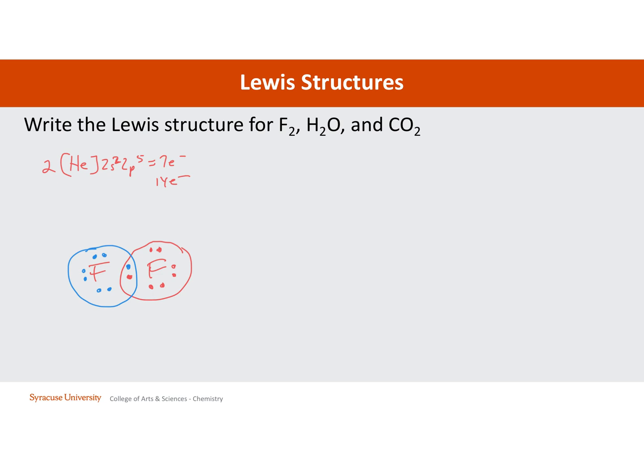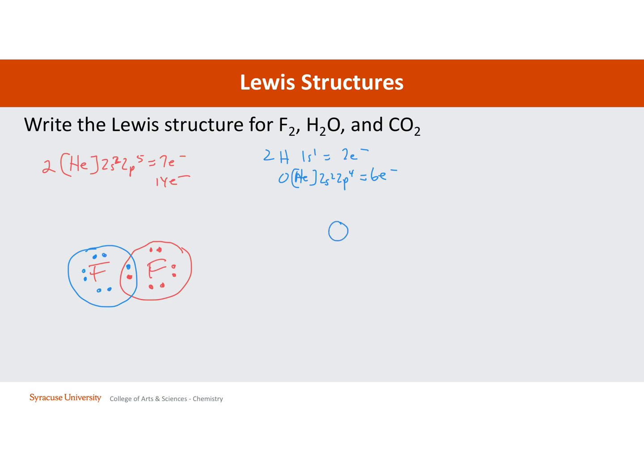For water, how many valence electrons do we have to assign in the Lewis structure for water? Got hydrogen, which is 1s1. So I've got 2 hydrogens with 1 electron each. That's 2 electrons. And then my oxygen is helium 2s2 2p4. Got 6 electrons from oxygen. I've got a total of 8 electrons I have to assign.